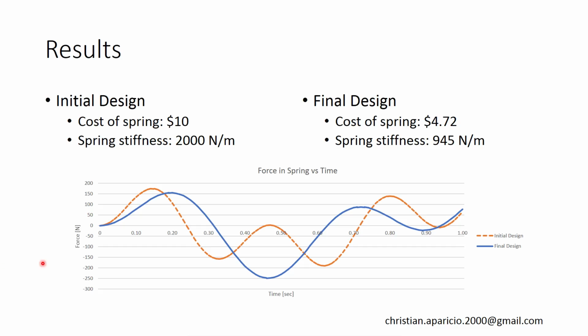So now let's go ahead and discuss the results. The initial cost of the spring was $10, and now the cost is $4.72. The spring was 2,000 newtons per meter, and now it's 945 newtons per meter. Here in orange is the time history of the spring force over time. And you can see previously it was at a minimum compression value of negative 200 newtons. But now with the new spring, or the final design, my minimum spring force is negative 250 newtons, which is the design constraint we imposed at the very beginning.